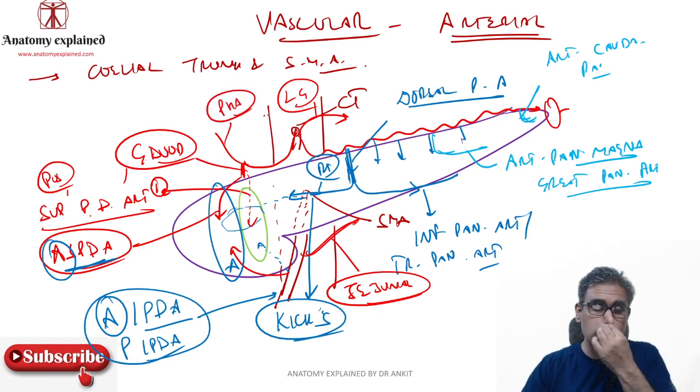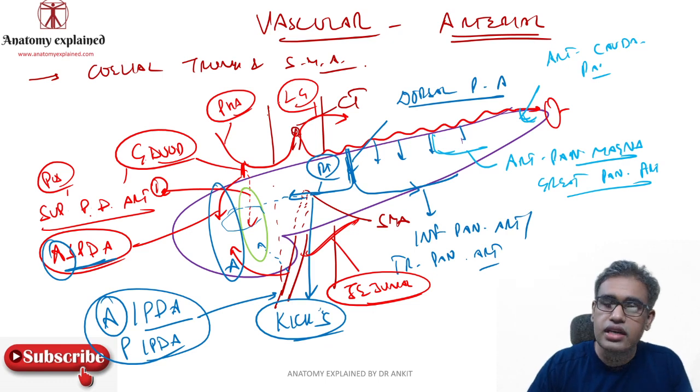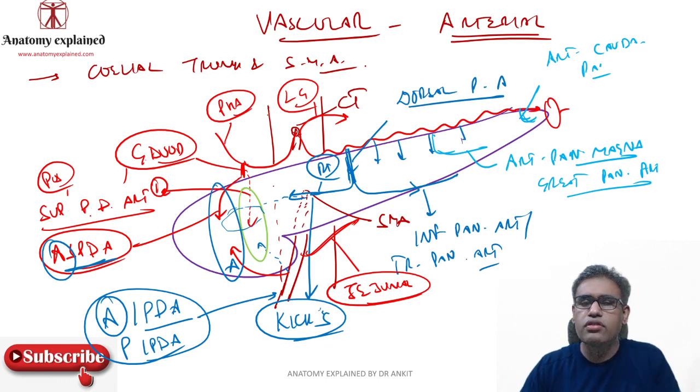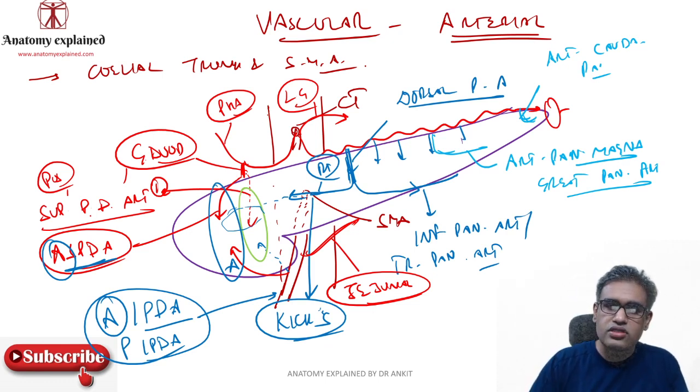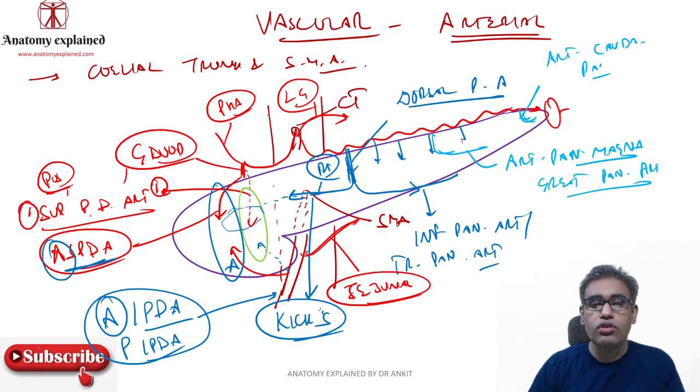We did a class on the celiac trunk. We did a video on the celiac trunk. You can check it out. All the branches are given over there. But here, the gastroduodenal artery first of all gives the posterior superior pancreaticoduodenal artery. This is the first branch of the gastroduodenal artery. Then it will give the anterior superior pancreaticoduodenal artery. Same from the SMA, the inferior pancreaticoduodenal, anterior and posterior.